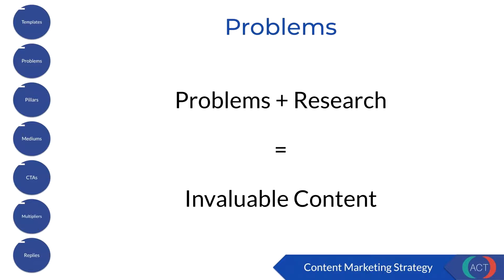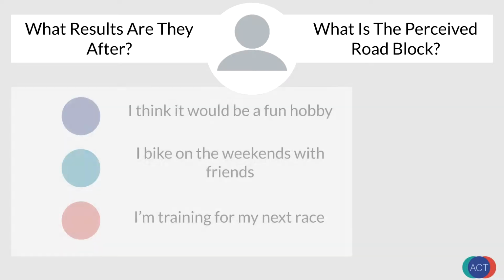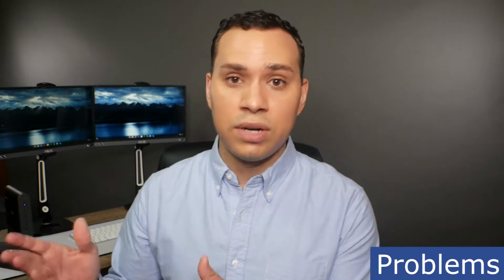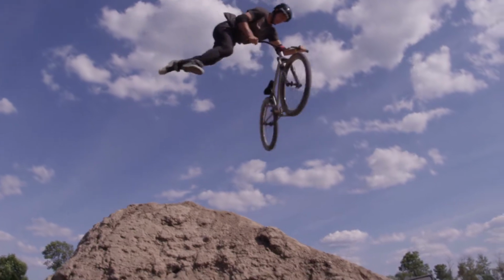And to ensure the content is about them, we ask these 2 questions. What results are they after, and what is their perceived roadblock? So for our mountain biking example, we would go through these 2 questions for the people who are just getting started as a hobby, people who are looking to do it on the weekends, and then the problems the veterans are facing, because what they're after and the results or problems that they're dealing with are going to be very different. Obviously, someone who's a veteran mountain biker is going to want content on tuning up their bike, whereas someone who's just getting started or thinking about getting started is not going to find any value in that kind of content.